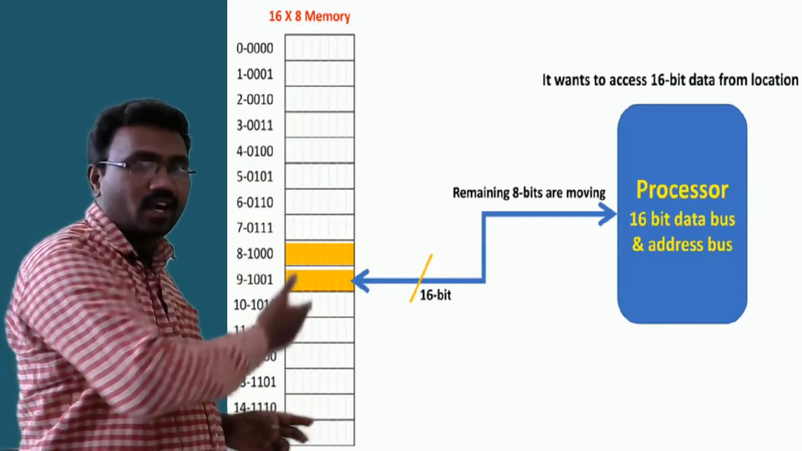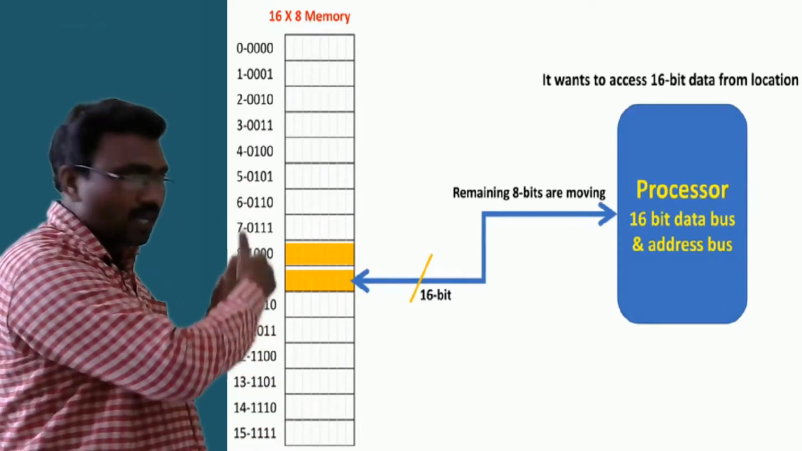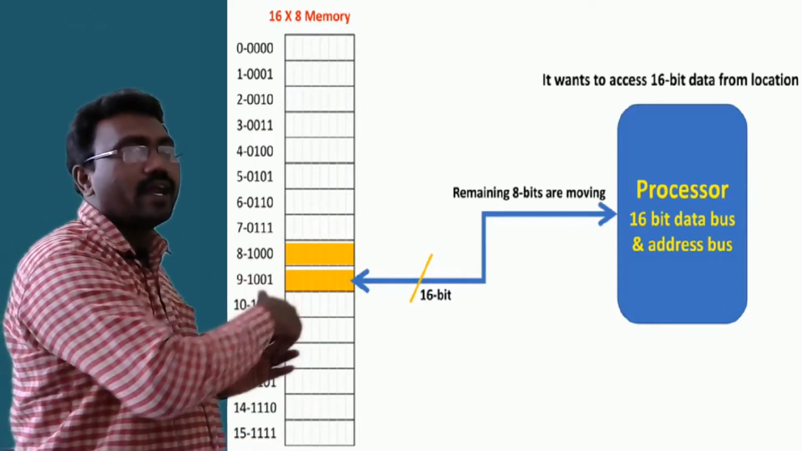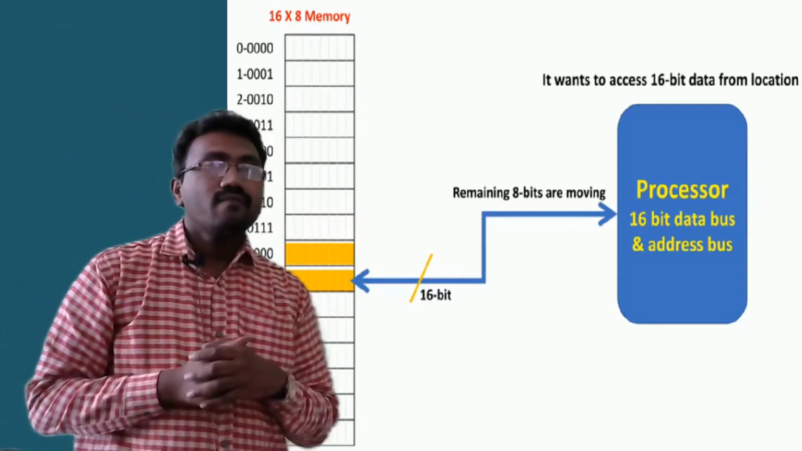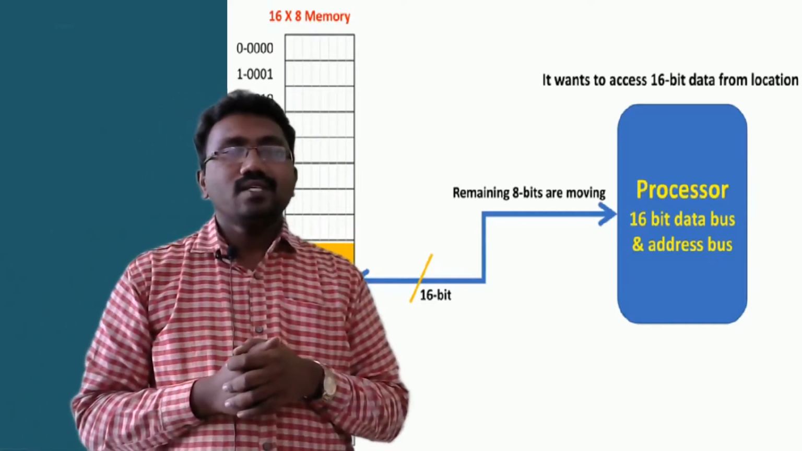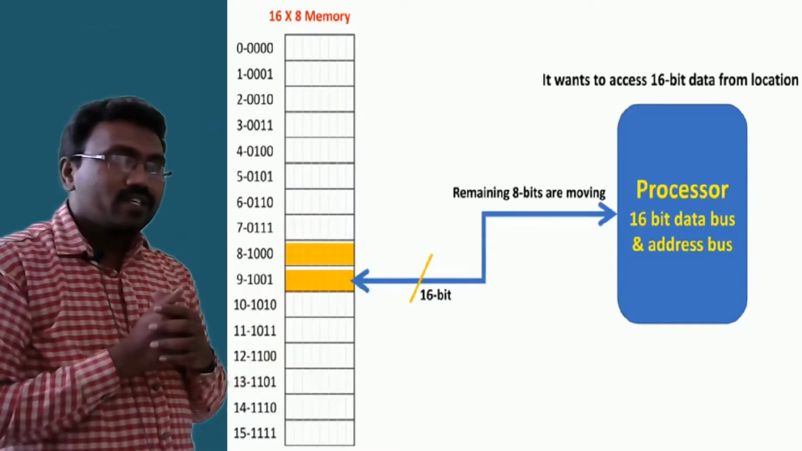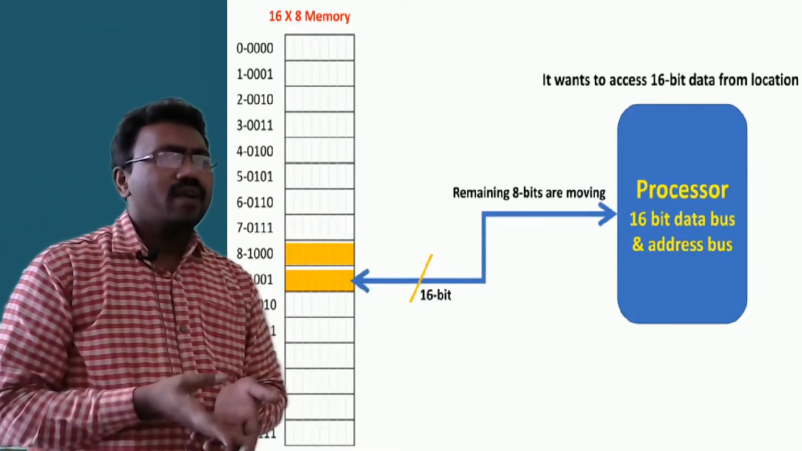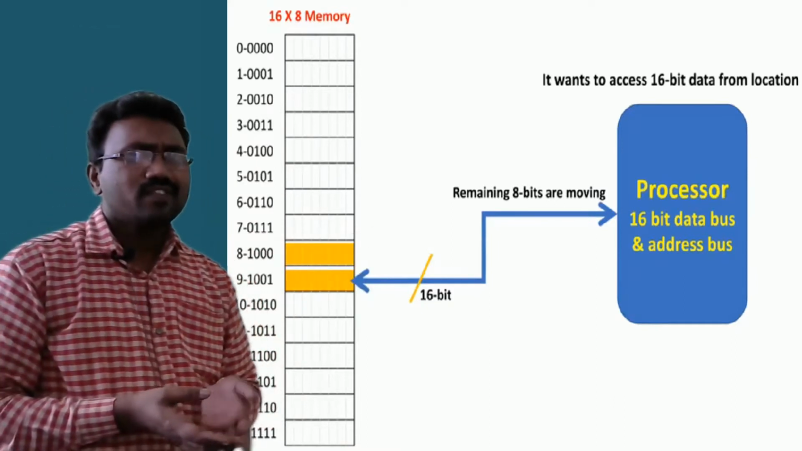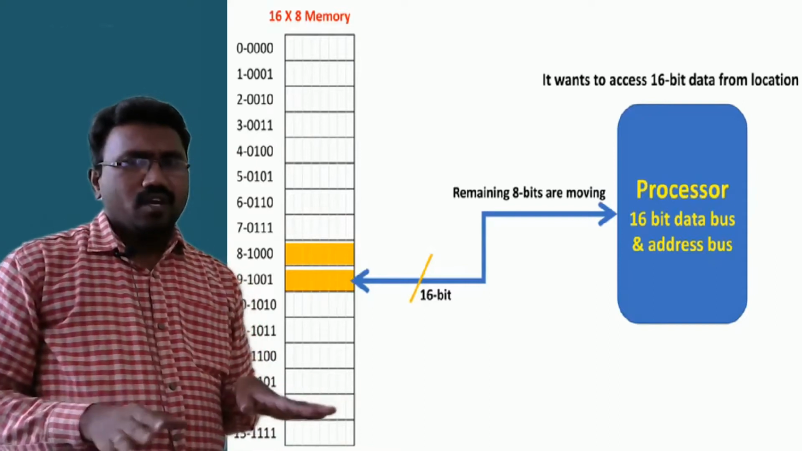Here there is no banking concept. This type of implementation is available in the 8085. The 8085 processor's data bus width is 8 data lines. Between the processor and main memory, 8 data lines are there. So the 8085 can handle 8 bits of data at a time. In the case of the 8085, there is no memory banking concept. Here, what is the solution?